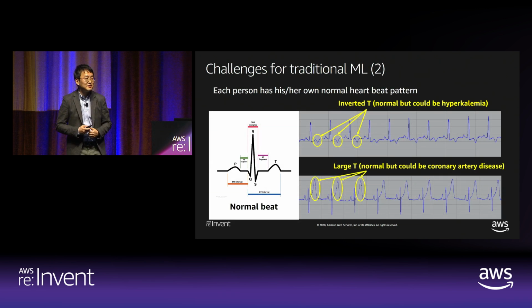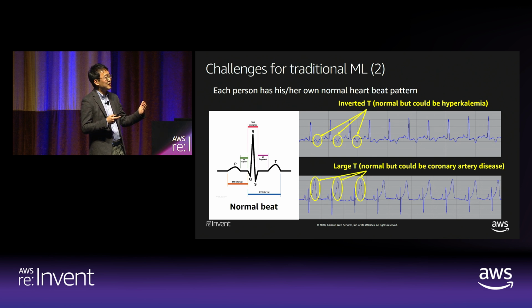Also, the second reason is that each person has her own normal beat patterns. The top one is called inverted T. Usually the T wave has a positive amplitude, as you can see on the left figure. But in the top figure, this person has a negative amplitude. But for this person, this is a normal heartbeat. Maybe this is caused by hyperkalemia, but this is his normal beat.